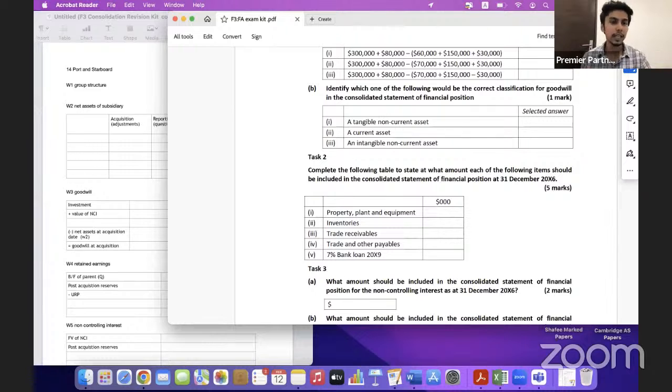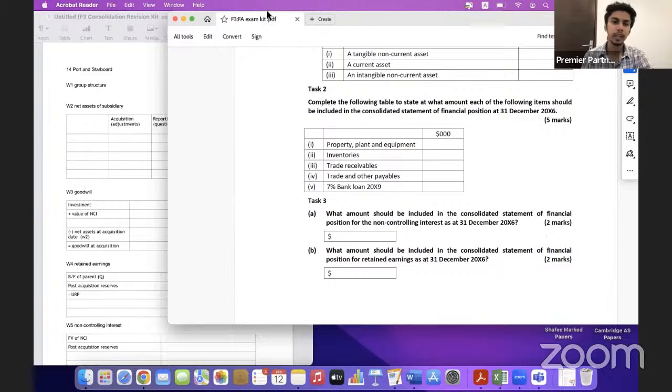So remember, consolidated SOFP, if they ask you what is the value of an asset or a liability, what you should do is simply take the parent one, add the subsidiary one, simple as that. But yes, of course, there are going to be some adjustments to it, but the basic understanding is that parent assets and subsidiary assets are added, parent liabilities and subsidiary liabilities are added. So that's the basic understanding that we have. Okay, then next one, task number 3.